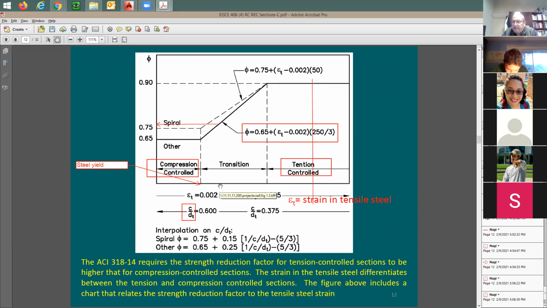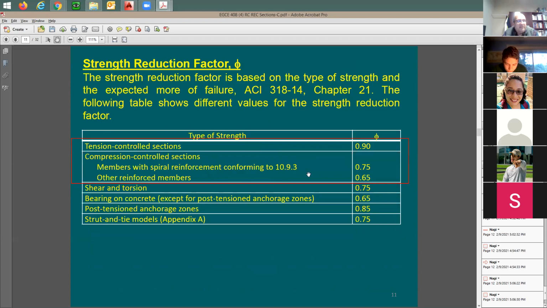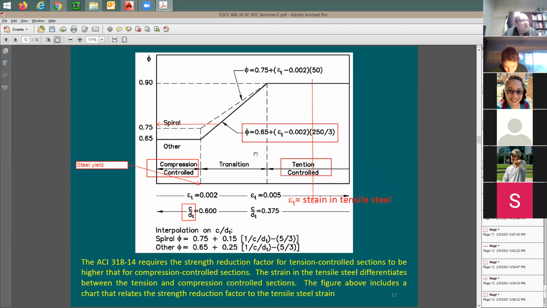Now, which one you like? It seems to me that the code says, we'd like to keep in the tension control. This is why we're gonna give you the chance to use 90% of the strength. Let me go here back to this table. This table, it says tension control, 0.9. Compression control, and look at this. It says, member of the spiral reinforcement. Oh, we don't have that. We don't want it, right? This is gonna be for round columns. Other reinforced members is gonna be 0.65, which means this graph, this curve here, this chart.